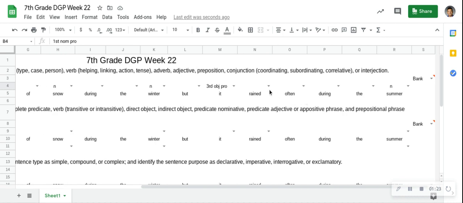nouns. Now, some in the past have pointed out that rain is a noun, but this is rained. Okay, so keep that in mind when we get into a different category.